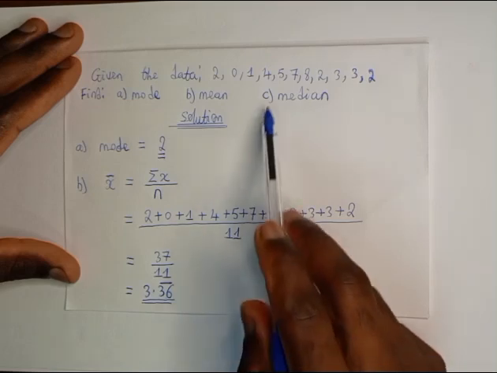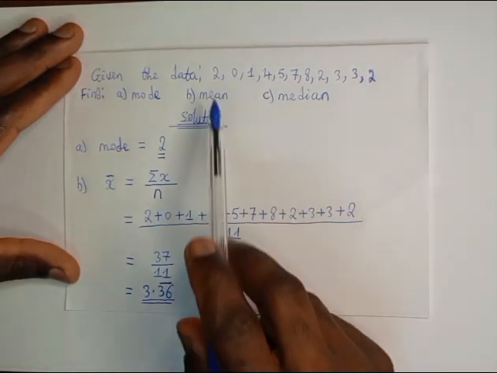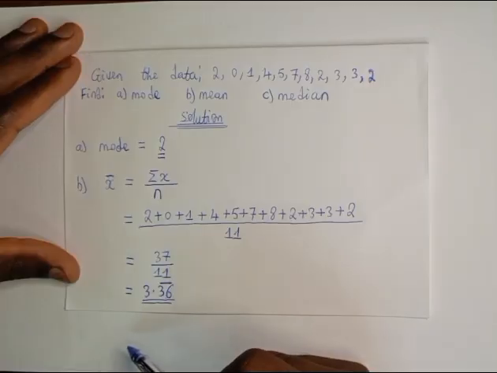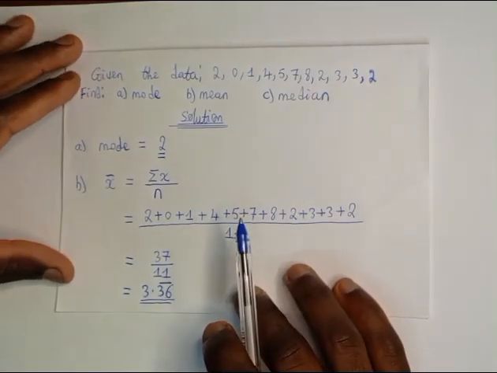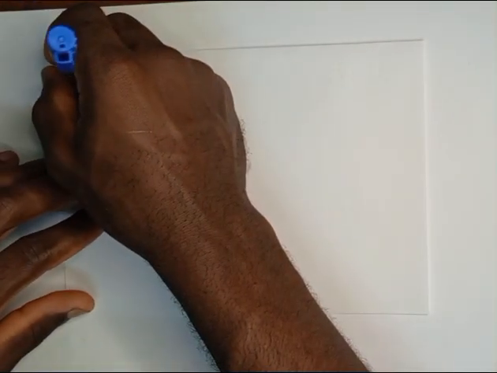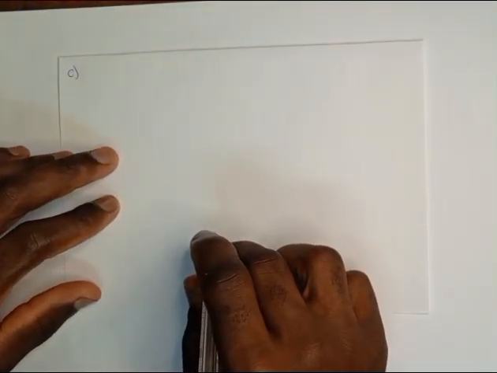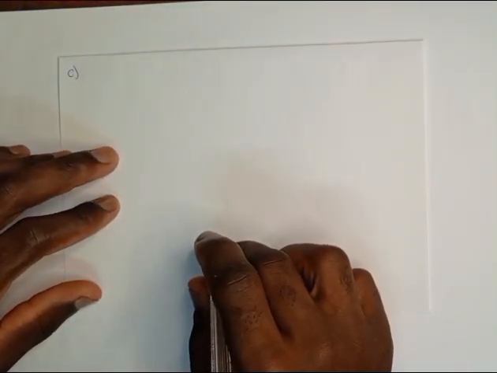Next, we have to find the median for C. To get the median of this data, the first thing we need to do is arrange the given data in ascending order, that means in order of size, whether ascending or descending order. From there, it is very easy for us to locate the middle number. Question C. First thing, we are going to start by arranging the data in ascending order. That means from the smallest to the biggest.